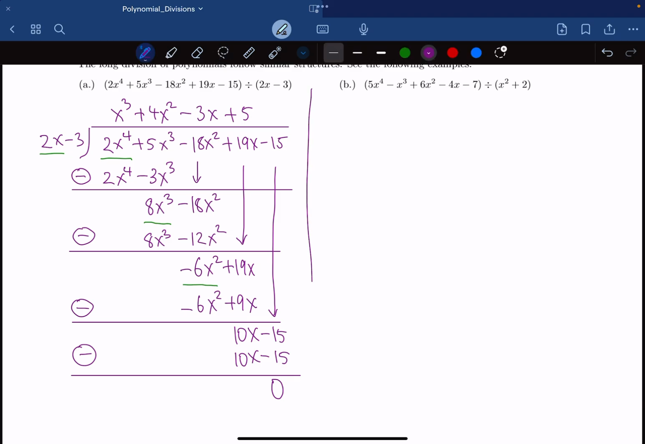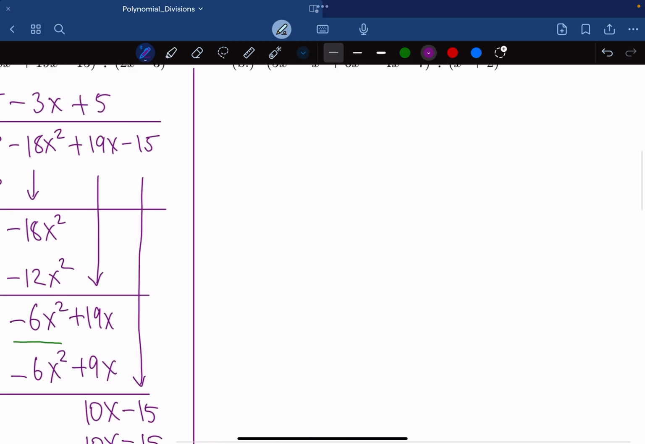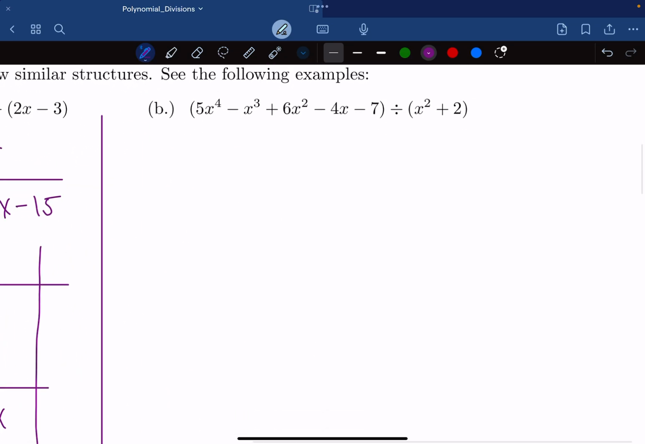Okay, let's take a look at the next example. Here we have another long division, but this one is a little bit different in the sense that the dividend here is okay, just as usual, but the divisor is missing a power of x. So it's not exactly a descending order of power. So what we want to do here is to put a placeholder.